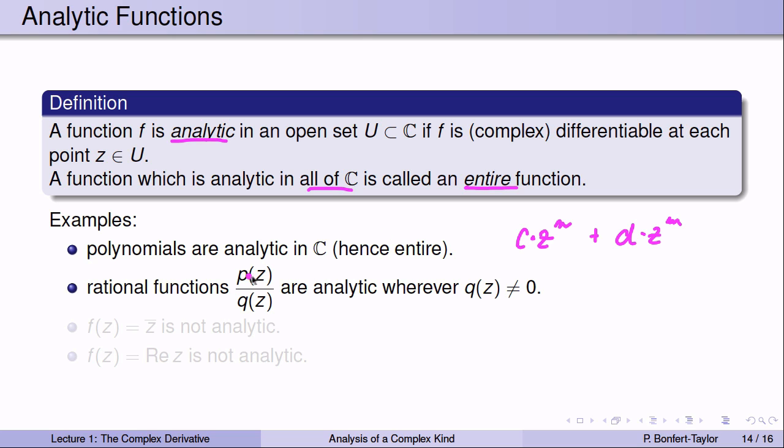Rational functions, which are polynomial divided by another polynomial, are, by the quotient rule, analytic wherever we're not dividing by 0. So whenever the denominator is non-zero, a rational function is also analytic. We've seen that the function f of z equals the complex conjugate of z is not differentiable anywhere, and so it's also not analytic anywhere. Similarly, the real part of z wasn't differentiable anywhere, so it's also not analytic anywhere.